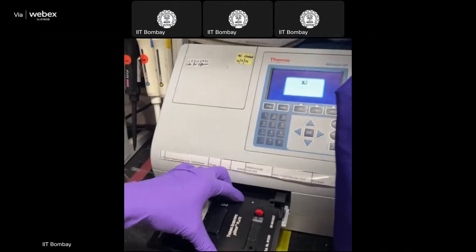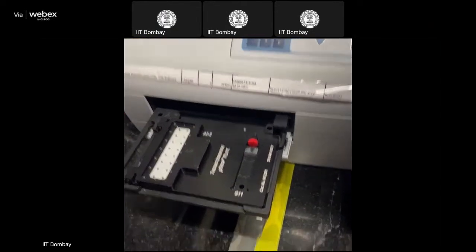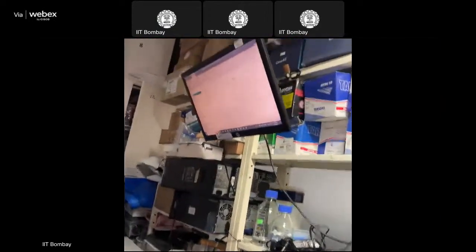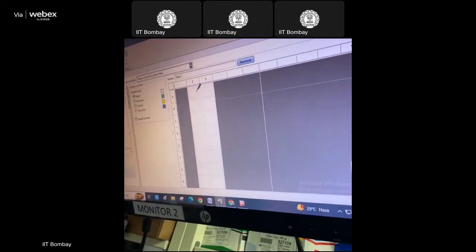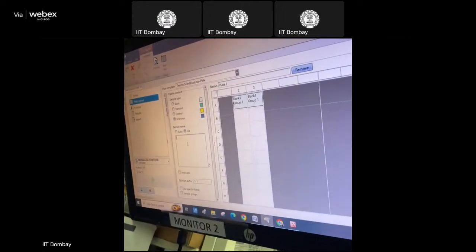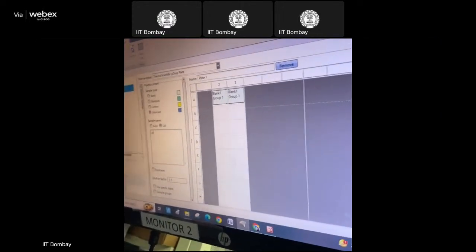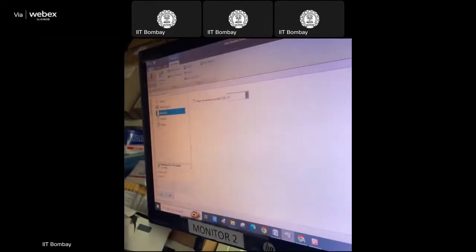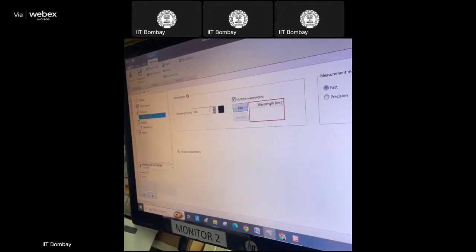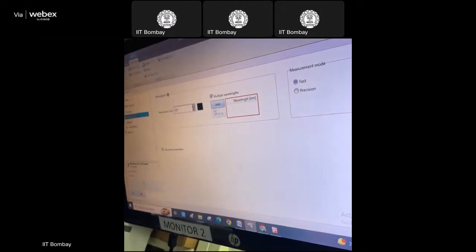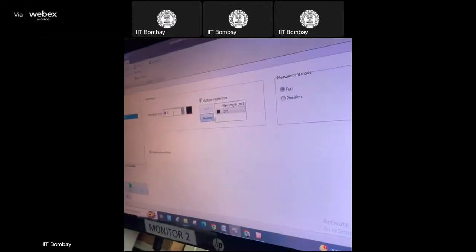Here we place the μDrop plate, and it goes in. We control it using software. What we are doing here is checking the absorbance. We are first setting up the plate. The first is the blank, and the second, B2, is our sample, unknown. So now we'll take two absorbance readings: one at 205 and another at 280.